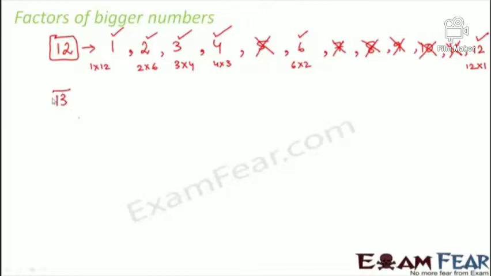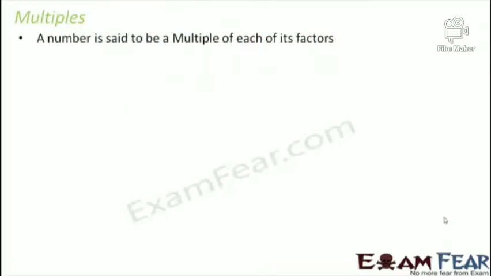Let's look at number 13. Now, if you do the same thing for 13, you would see that 1 and 13. These are the only factors of 13. That's because the only possible ways of writing 13 is 1 into 13 or 13 is to 1. So these are the only two factors. Let's now talk about multiples. Now, a number is said to be a multiple of each of its factors.